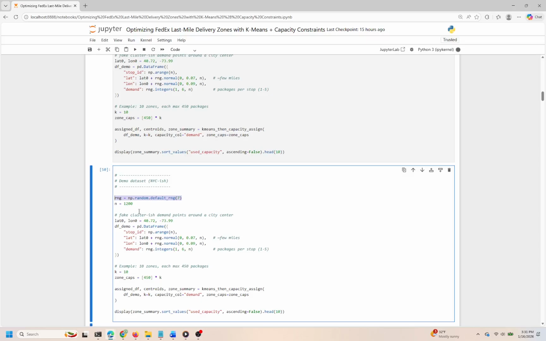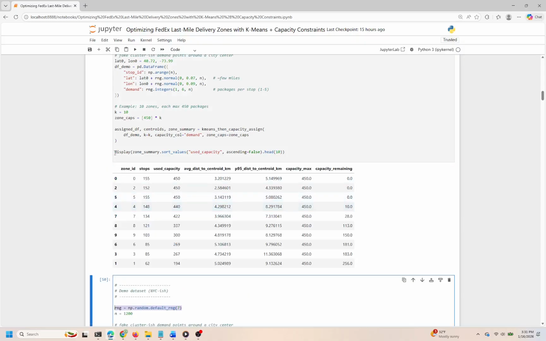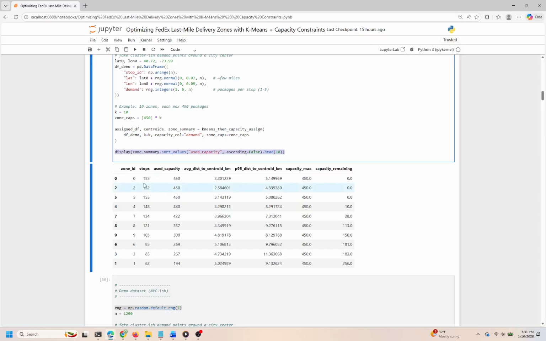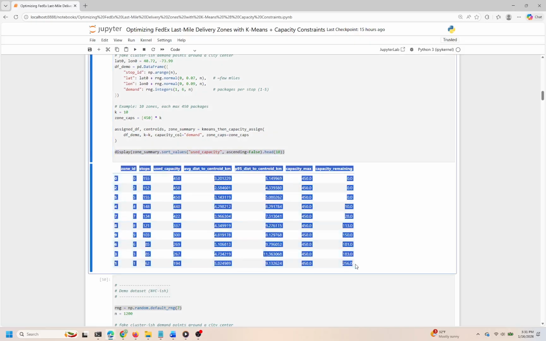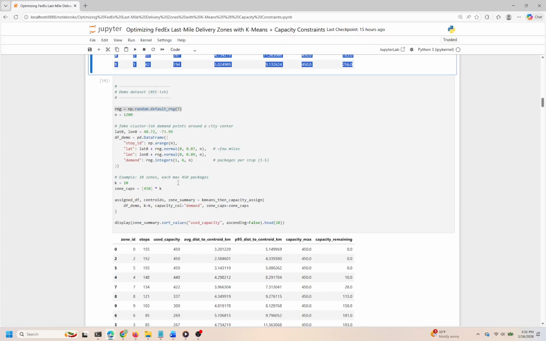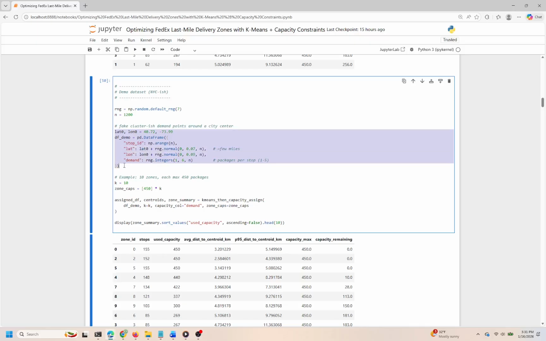Here, we define the number of data points as 1,200, which is a reasonable size for our demonstration. To mimic a real city environment, we establish a central latitude and longitude for the city center, specifically the coordinates of New York City. Using the normal distribution, we introduce small variations in both latitude and longitude to generate demand points that are clustered around this center. This randomness simulates the idea that demand is not evenly spread out, but rather concentrated in certain areas.